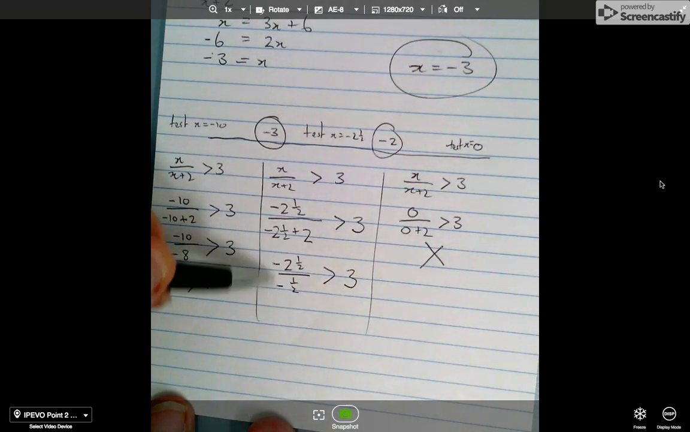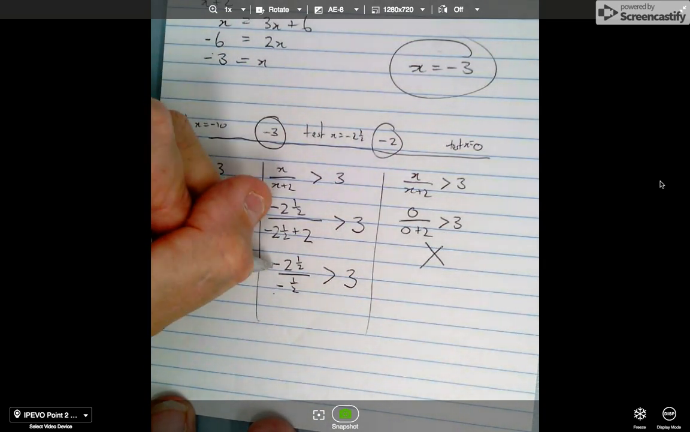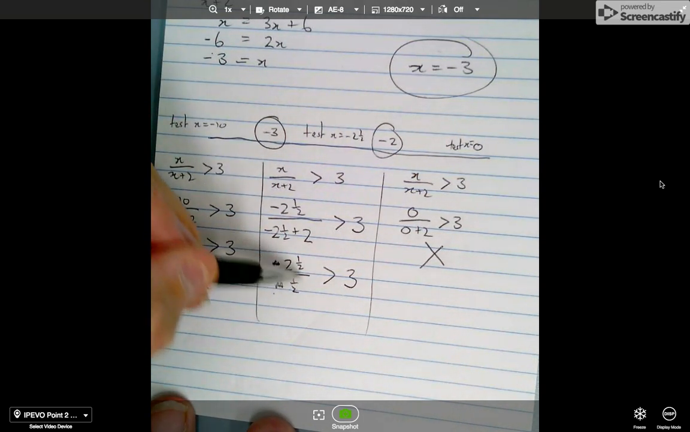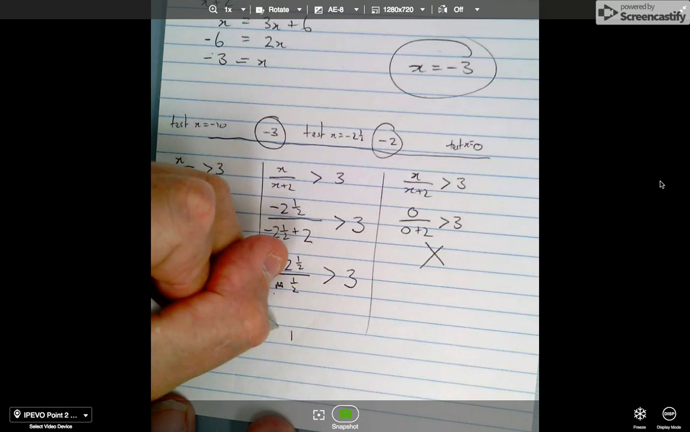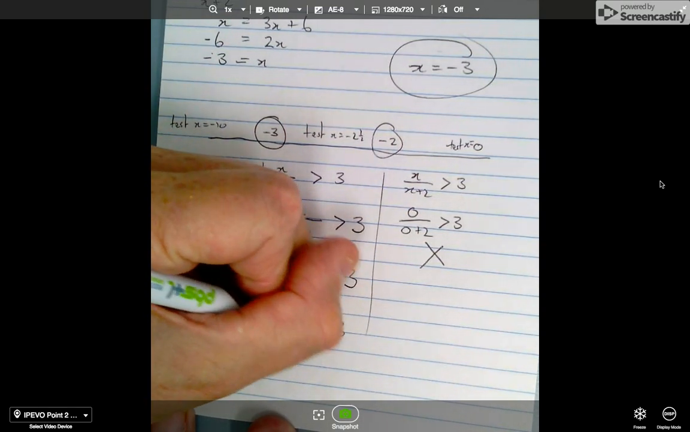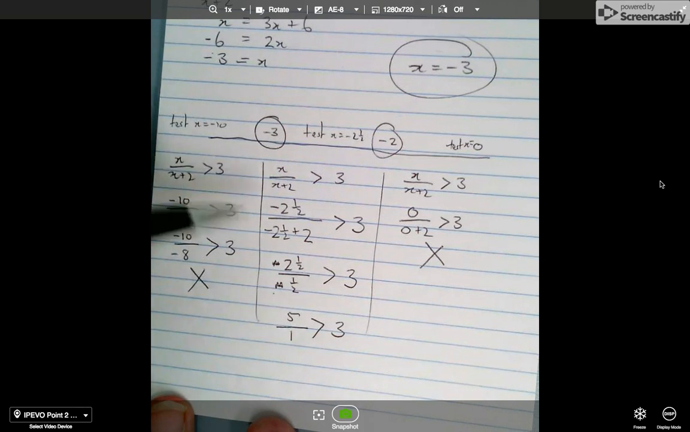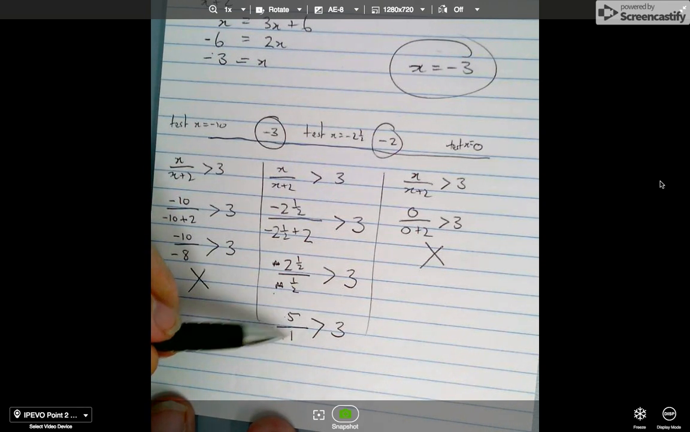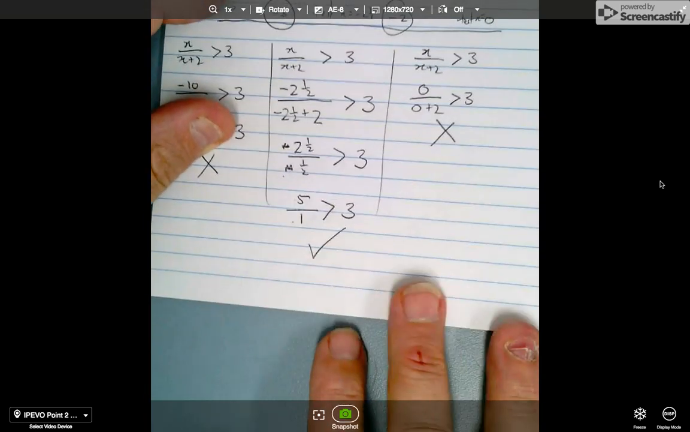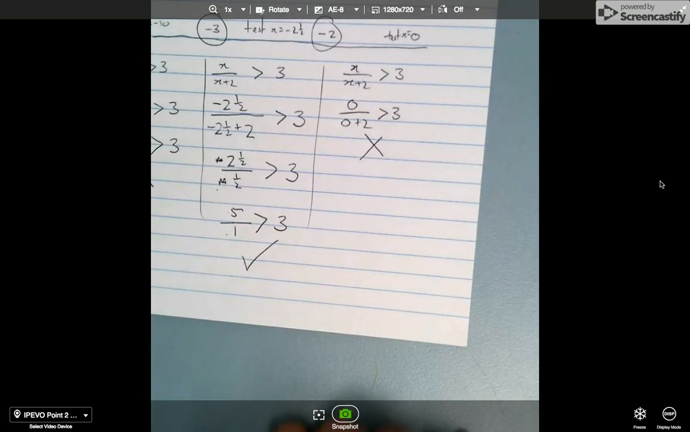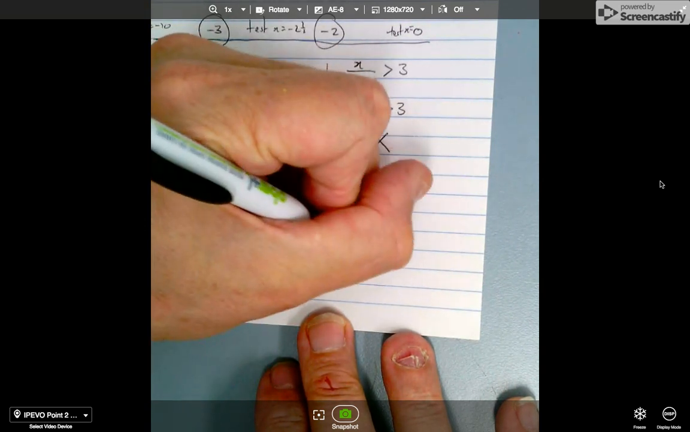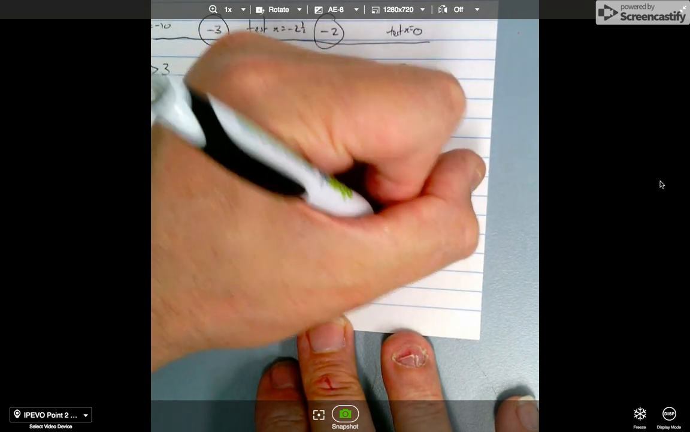Well, the minuses are going to cancel out, so we don't have to worry about those. And if we double the bottom, we get 1. And if we double the top, we get 5. So 5 over 1 is 5. Is that greater than 3? Yes. So it is in the middle, and then we can just write it out. So what do we write out? That minus 3 is less than x is less than minus 2.